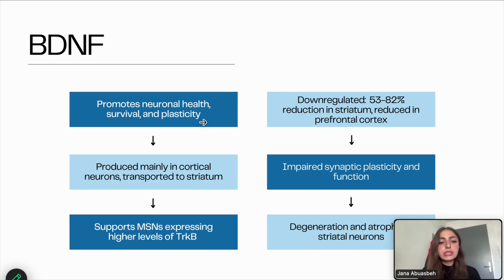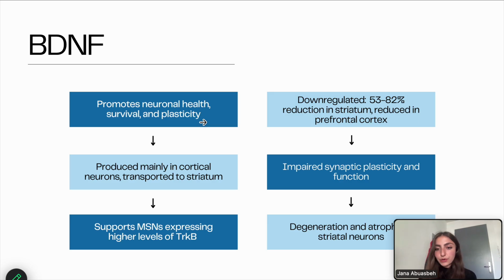Importantly, BDNF supports medium spiny neurons, which express higher levels of TRKB. TRKB is the receptor for BDNF, and the MSNs in the striatum, which express higher levels of this, are the neurons most affected.